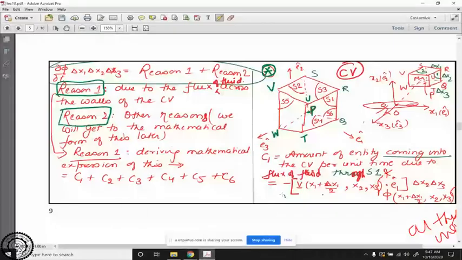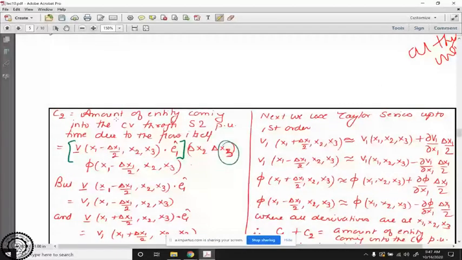All right. So this is the expression for C1. Now I want to ask a question. Now I want to write the expression for C2. First, C2: what is the statement? I mean, what does it represent? Amount of entity coming into the control volume.